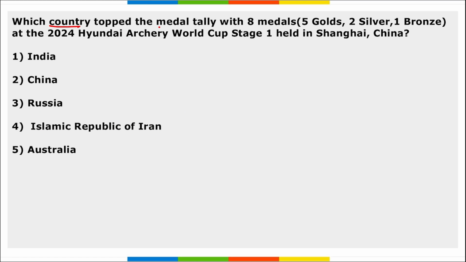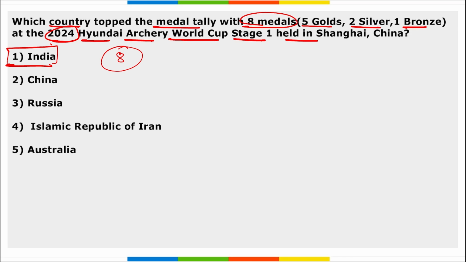Next, which country topped the medal tally with 8 medals, that is 5 gold, 2 silver and 1 bronze, at the 2024 Hyundai Archery World Cup Stage 1 held in Shanghai, China? It is our India. India topped with a total of 8 medals, 5 golds, 2 silver and 1 bronze, at the 2024 Hyundai Archery World Cup Stage 1 held in Shanghai. South Korea and Spain finished 2nd and 3rd respectively.